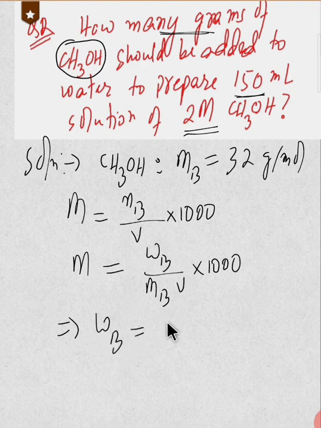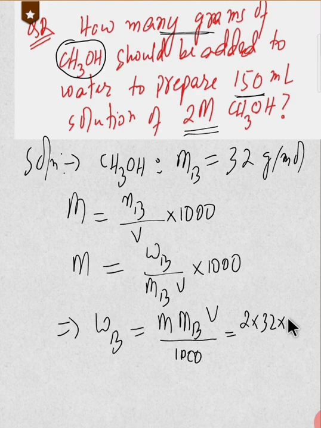The molarity is given as 2. So the value of WB is molarity into molecular mass of methanol, the solute, into V, volume in ml, divided by 1000. Molarity is 2, molar mass is 32, volume is 150 ml, divided by 1000, and this value comes out to be 32 into 2, that is 64, into 150.